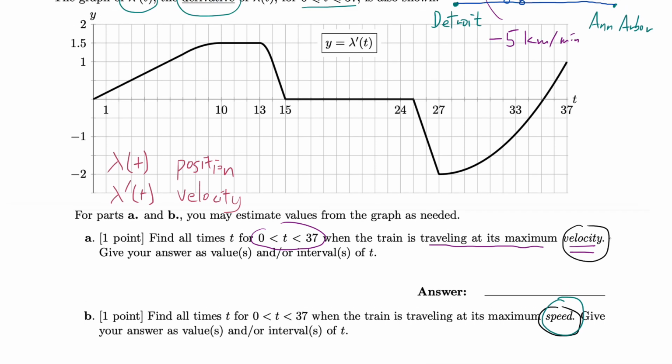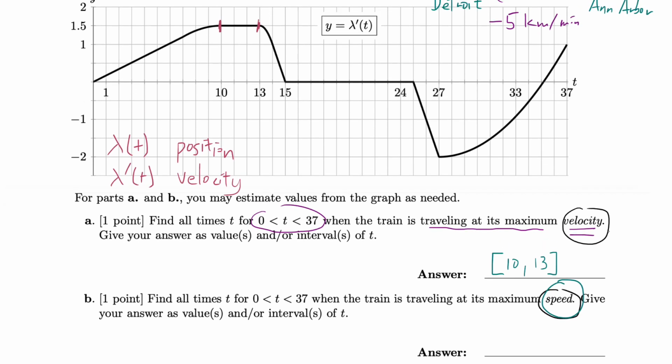But where is it traveling at the maximum velocity? Well, this is literally the graph of velocity because it's the derivative of position. So we just have to find where in this graph our function is the largest, and it's clearly the largest between 10 and 13. So the answer to this question looks like between 10 and 13. Let's move on to the next part.